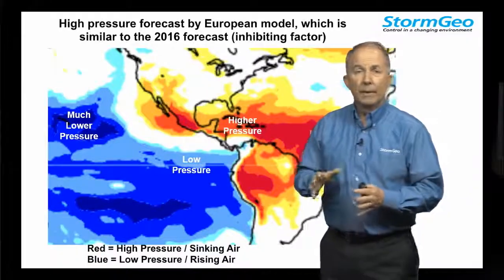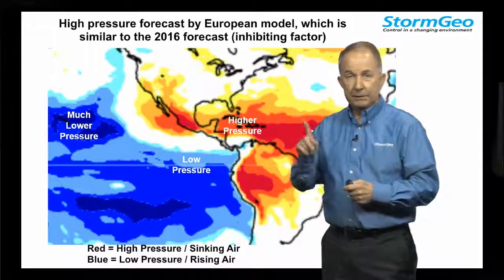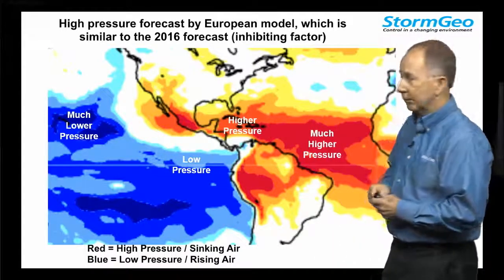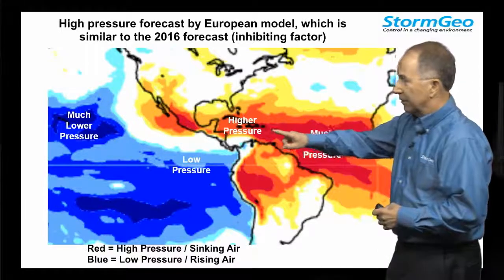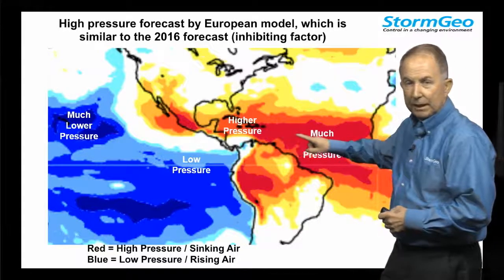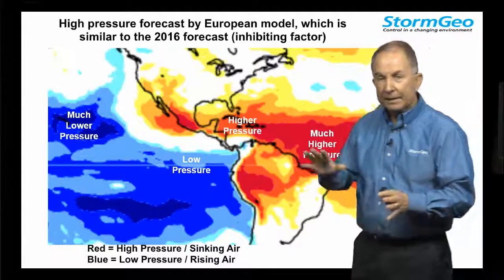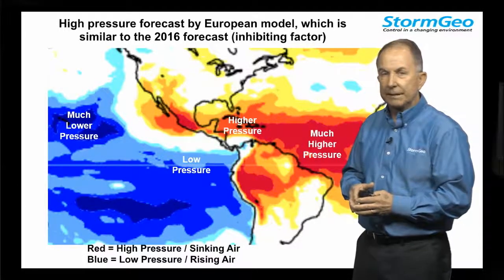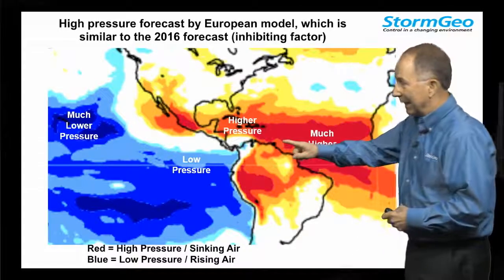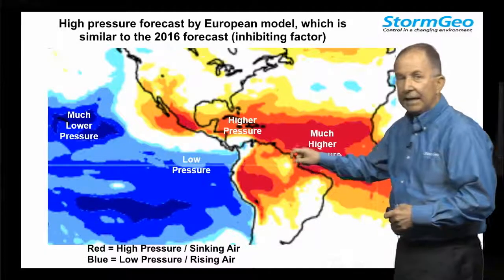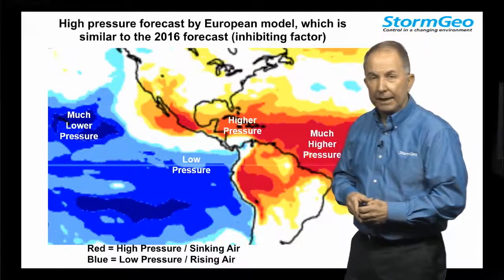We also look at the forecast for pressure across the tropics. This is the European model's forecast from August through September. Generally higher pressure, much higher pressure out here in the deep tropics between the Caribbean Sea and Africa. And that's been the case for the last 2 or 3 seasons out there. And that's one of the reasons why we haven't had too much activity developing out here in the deep tropics over the past couple of seasons.